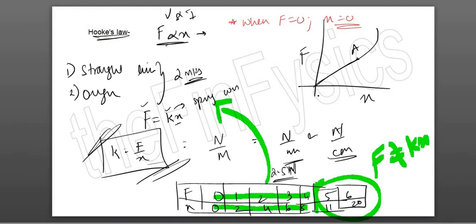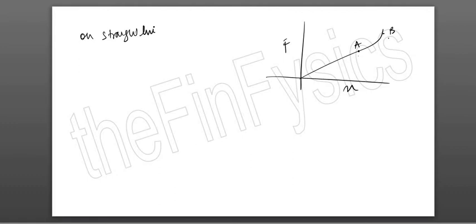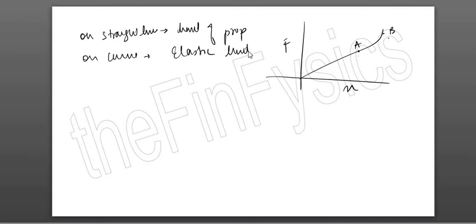Then the next part, which is an FAQ over here, is again from the graph. Yeah, they will give you a load extension graph. Okay, F and X. They will give you 2 points, point A and point B. They will tell you what is point A or what is point B. Remember, if the point is on the straight line, okay, then it is my limit of proportionality. And if the point is on the curve, then that point is the elastic limit. So are we clear with this? Even this comes in the exam sometimes for 1 mark.